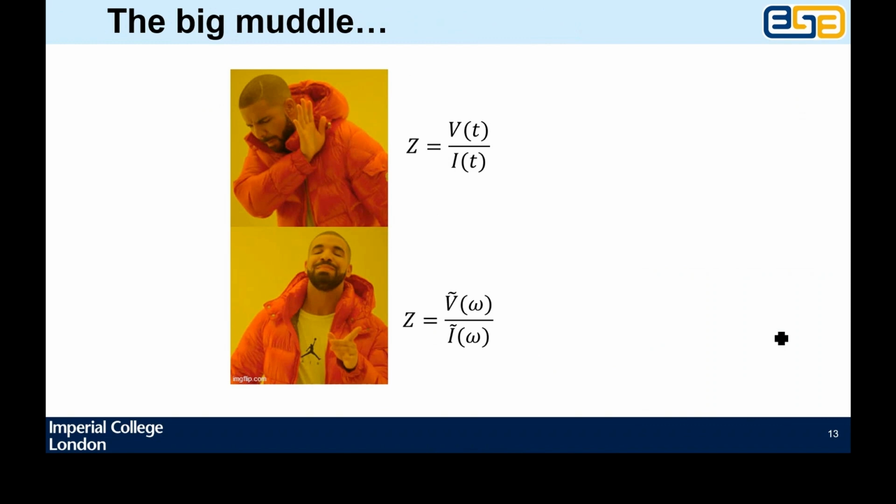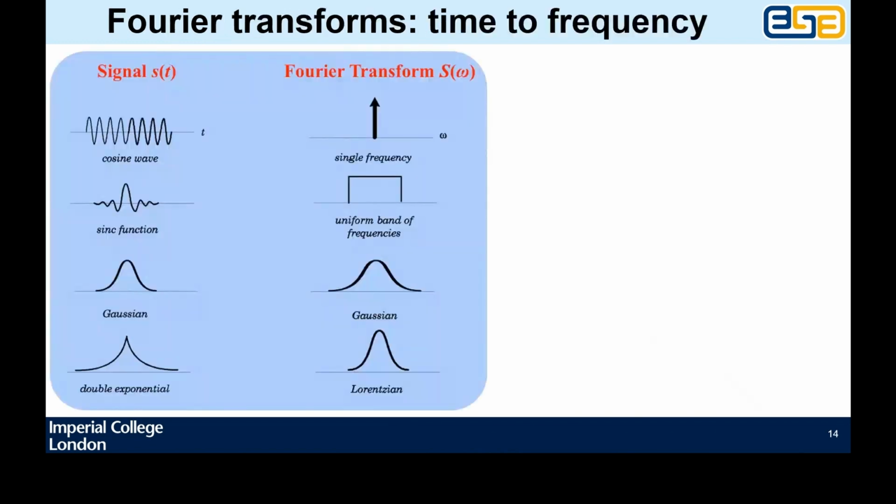We don't want Z equals V of t divided by I of t. We want Z equals what I'm calling V tilde divided by I tilde, or the voltage as a function of frequency divided by the current as a function of frequency. That's a different thing. That is what the impedance is. Perhaps all of you will at some point in your career, perhaps in the first year of your undergraduate, have bumped into Fourier transforms. Most people will forget them because most people will never use them again. But here they are. And the point is, you can transform from time space to frequency space.